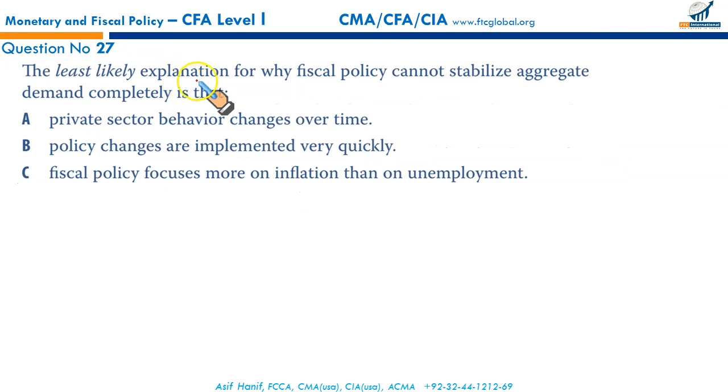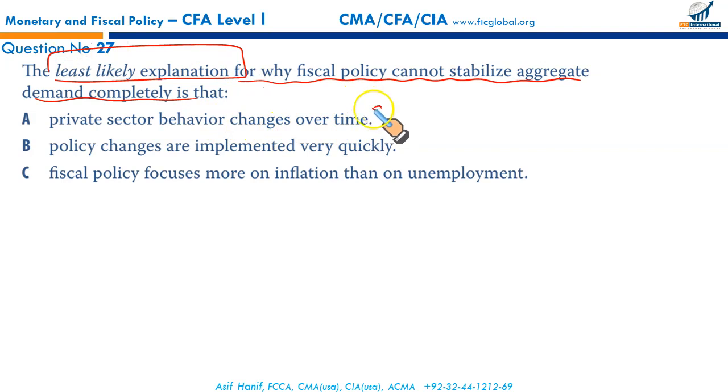The least likely explanation for why fiscal policy cannot stabilize aggregate demand. Private sector behavior changes over time. This is a good explanation why it cannot stabilize aggregate demand. Correct. Fiscal policy focuses more on inflation than on unemployment. Again, that's a valid explanation.